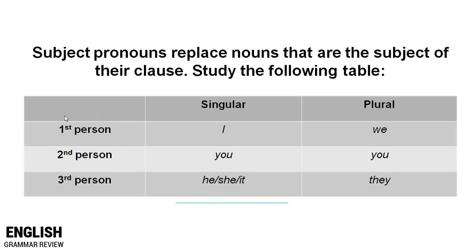When we talk about the first person, in its singular form, we use I. In plural, we. When we talk about the second person, we use you. In its plural, the same, you. When we talk about the third person, we use he, she, it. Plural, they.